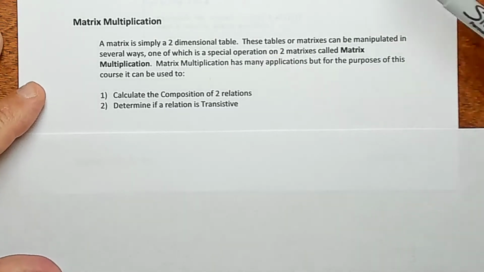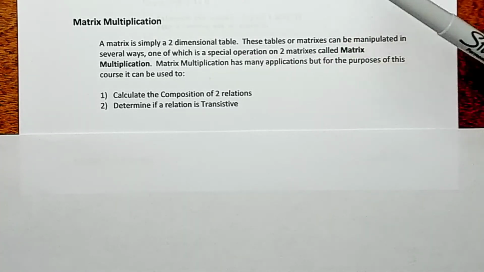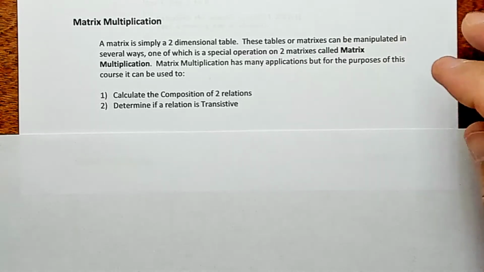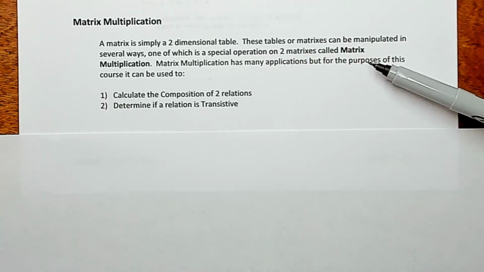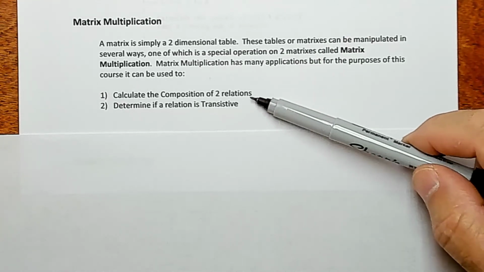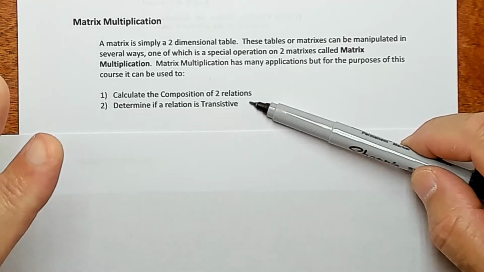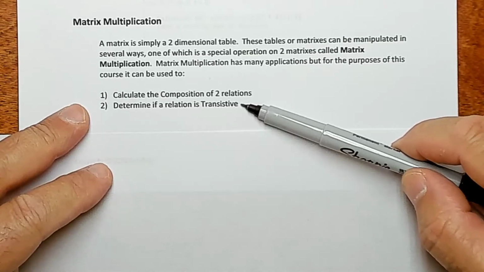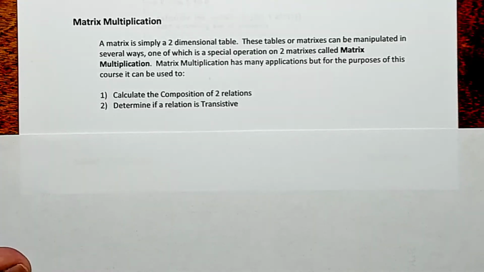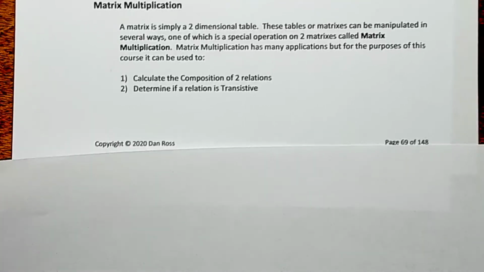A matrix is just a 2D table, and we can perform a special kind of multiplication on those tables called matrix multiplication. This is useful for two purposes for us: we can calculate the composition of two relations, and we can also determine if a relation is transitive. So I'm going to go through matrix multiplication here.